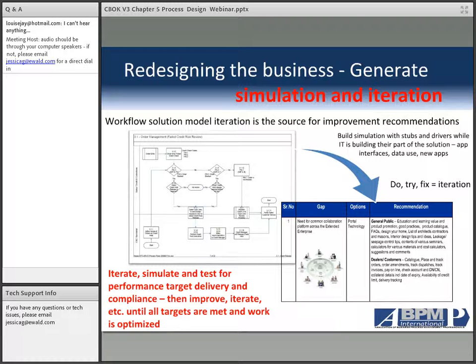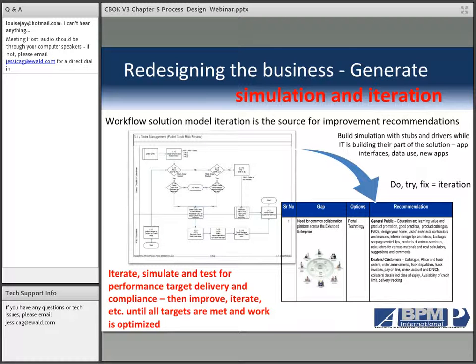Through that, as I mentioned, in your first design you can show that it meets all of the specs, show that it meets all the performance criteria, and then once the IT side has completed, you do that within the context of the BPMS using a technique called stubs and drivers to simulate what's going to happen across any of those interfaces.